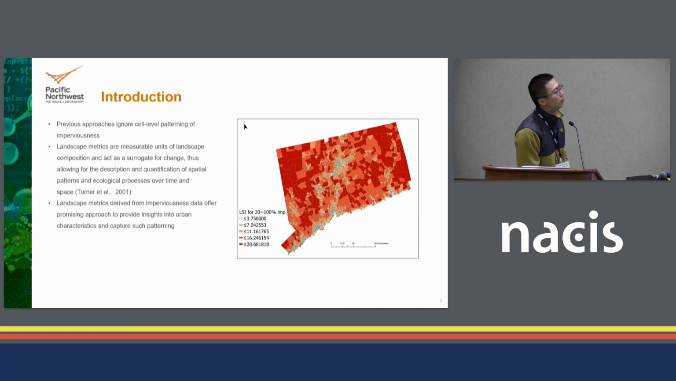Here is the landscape shape index value for the state of Connecticut, derived from the imperviousness between 20% and 100%. Initially observing this image, we can see that the low landscape shape index actually corresponds to those high population density regions in Connecticut. So this figure shows some potential of the landscape metrics in depicting the population distribution.